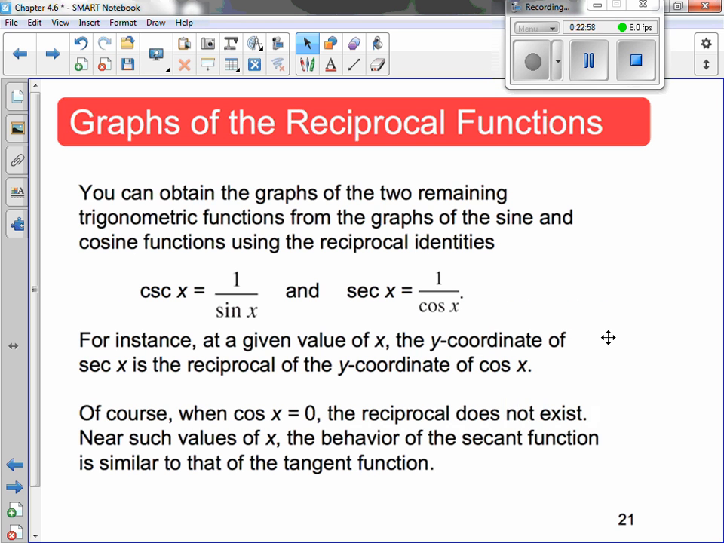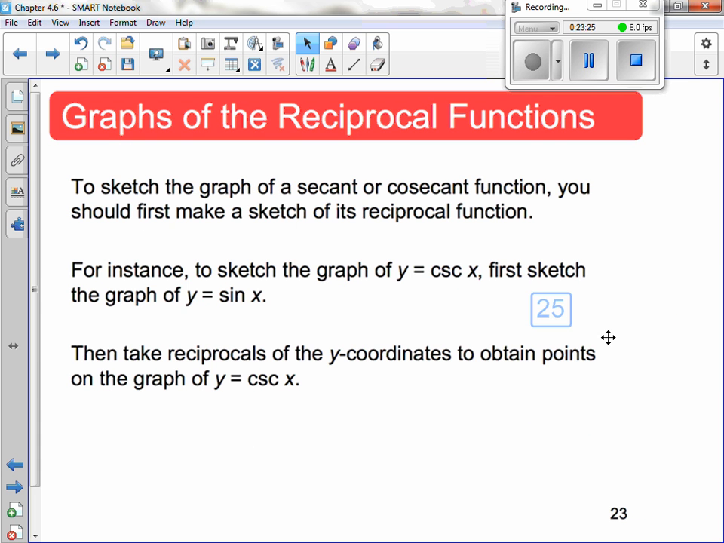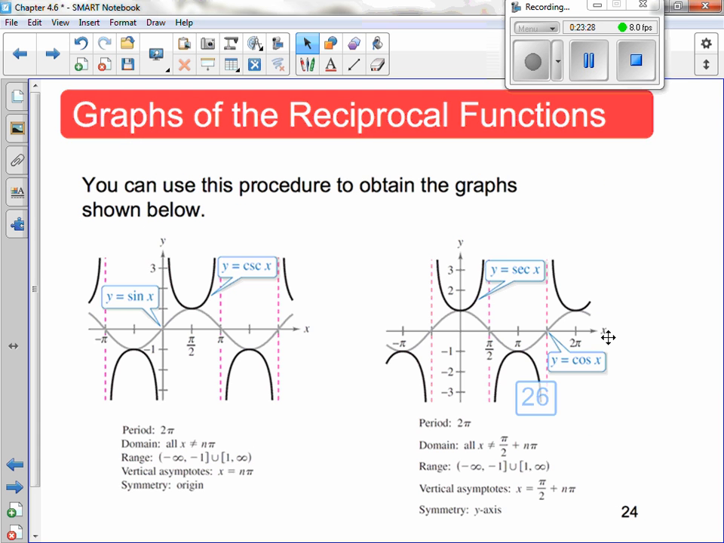Reciprocal functions, secant and cosecant. Now, secant and cosecant are going to have the same period as sine and cosine, but they're a little different because they're 1 over, right? So we have vertical asymptotes where cosine is equal to 0. That is where x is equal to pi over 2 plus pi n, repeated, where n is an integer. Similarly, sine is 0 where it's at n pi. So this value is here.